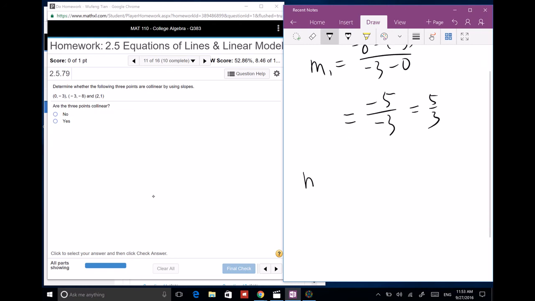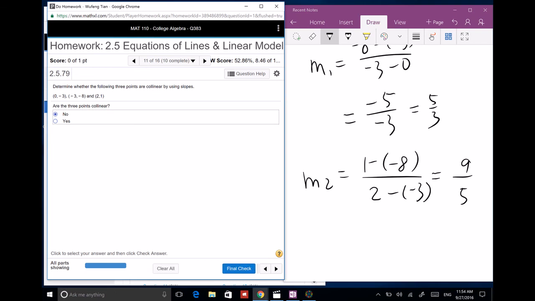Second one, m2 equals, okay, we just use 1 minus y1, -8, over x2, which is 2 minus -3, which is 9 over 5. They're not the same coefficient, not the same slope.